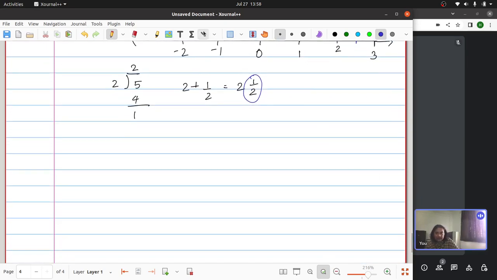Okay, one final example. So, let us try to plot 1 2 by 3. So, we have 0, 1, 2, minus 1 and so on. So, you look at the part after 1, the interval between 1 and 2, divide that into 3 parts, and you look at the second part. So, this is your 1 2 by 3.